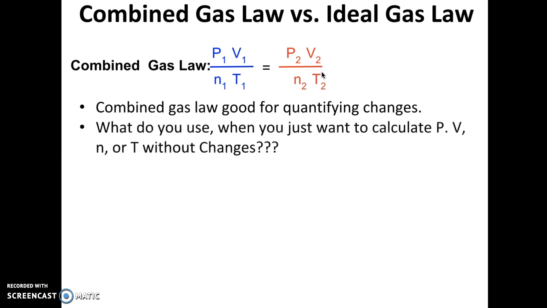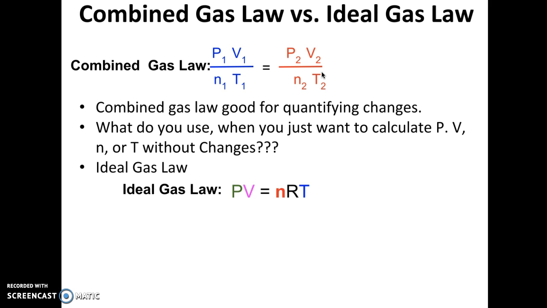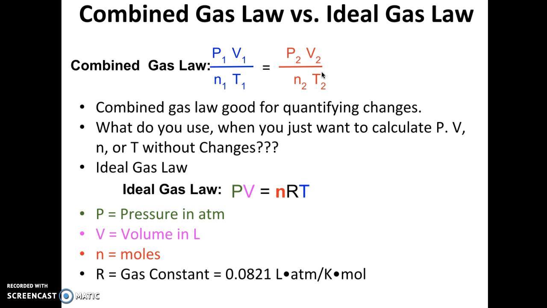But if you want to just calculate the pressure, volume, moles, or temperature of a gas, and it has not undergone any change, in that case, you would utilize what's known as the ideal gas law. The ideal gas law is PV equals nRT, and you've seen this gas law on our mole map. Here, P is pressure, V is volume, N, of course, is moles, R is a gas constant, 0.0821 liters atmosphere per Kelvin mole, and T is temperature.